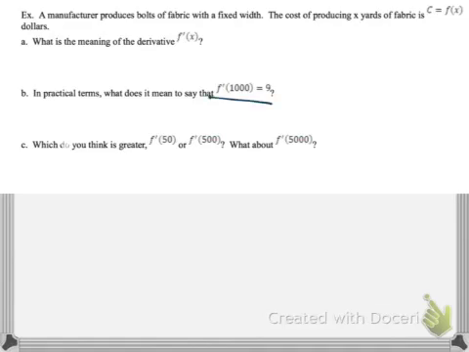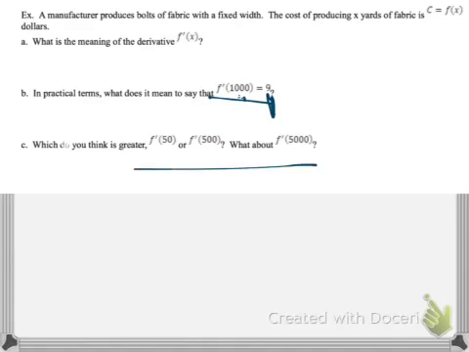Okay, what does this mean? What is f prime of 1,000? So that means after I make 1,000 yards, the rate at which the cost is increasing is $9 per yard. It's not what it costs, it's how much it's increasing. Because again, a derivative is a rate of change. It's not just a value. It's how much something is increasing or decreasing.